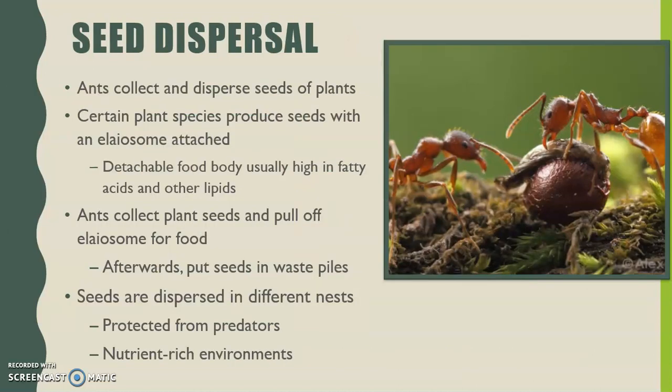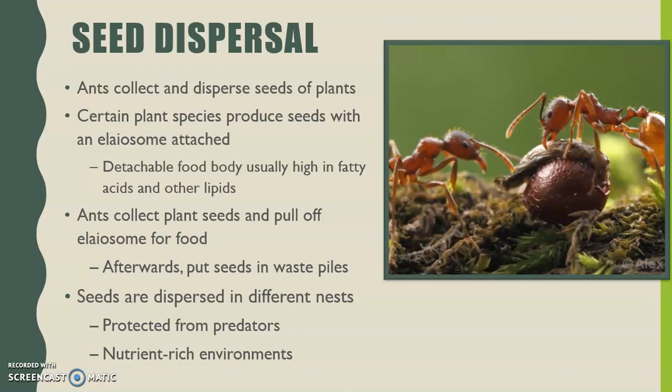The second type of benefit for the plant is dispersal of seeds. Ants collect and disperse seeds of plants. This mainly happens in ants that do not live in the plant and have nests elsewhere. Certain plant species produce seeds with an elaiosome attached to it, which is just a detachable food body, usually high in fatty acids or some type of lipids. The ants collect the seeds, bring them back to their nest and pull the elaiosome off for food, and then they just toss the seeds in a waste pile.